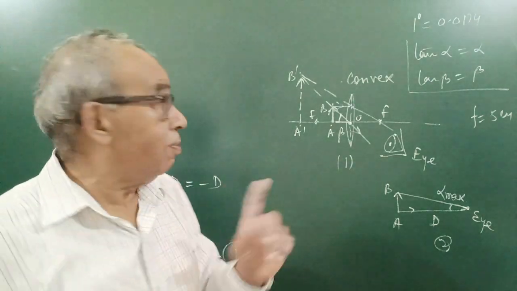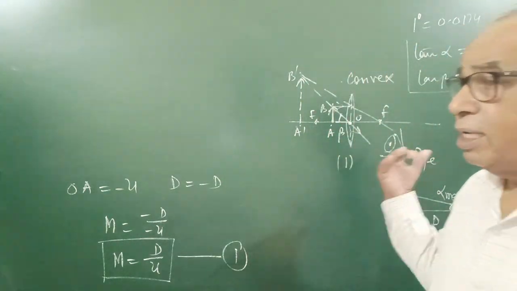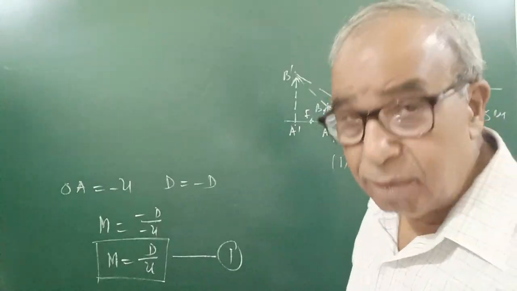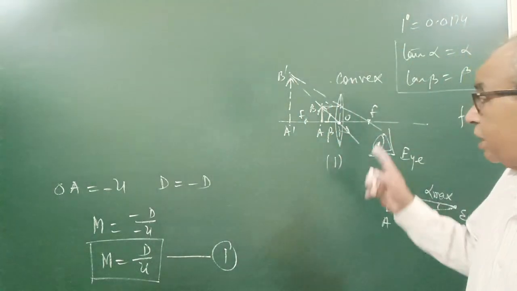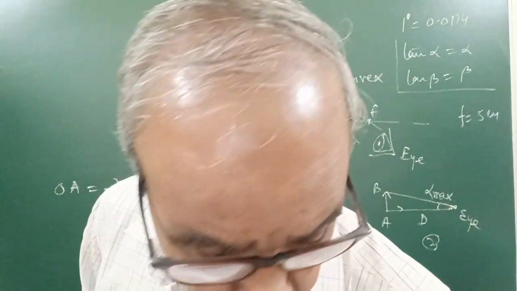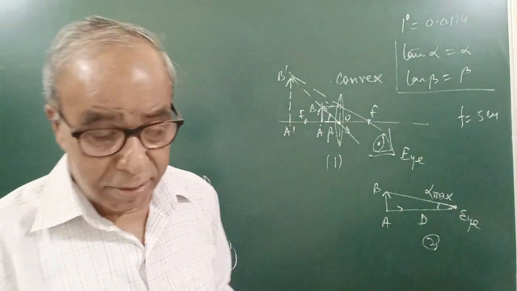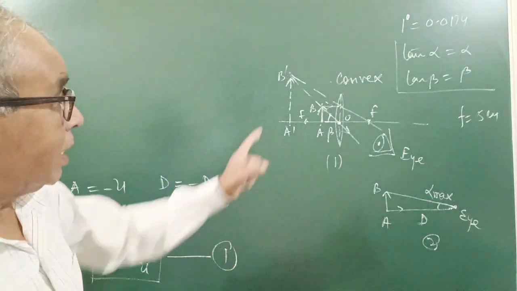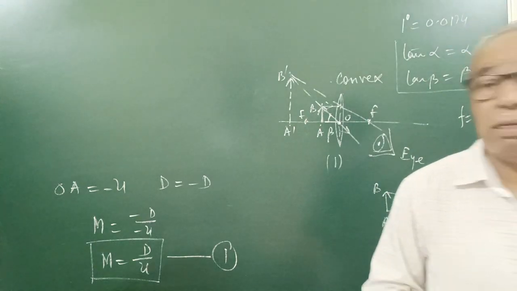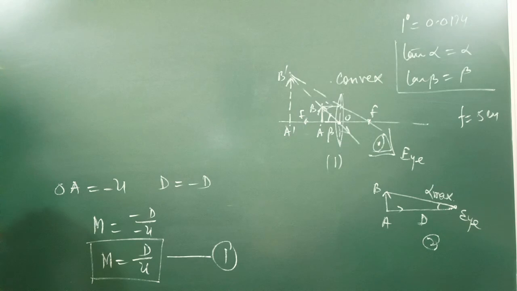And remember, if image A dash B dash is formed by the lens at a distance less than 25 centimeter, then we cannot see the image distinctly. Beta may be larger, but I told you that if we read the book keeping it very close to the eye, the image will be blurred. So our image A dash B dash should not be formed at a distance less than D. So there are two cases now.